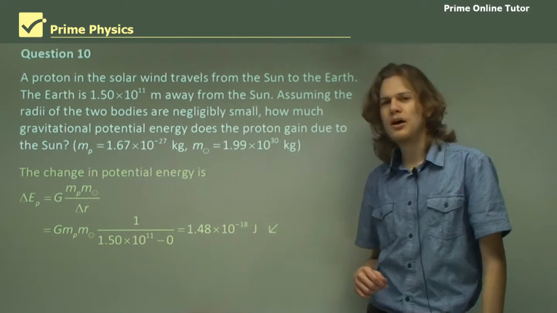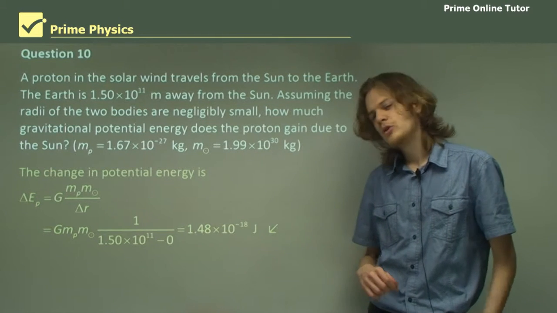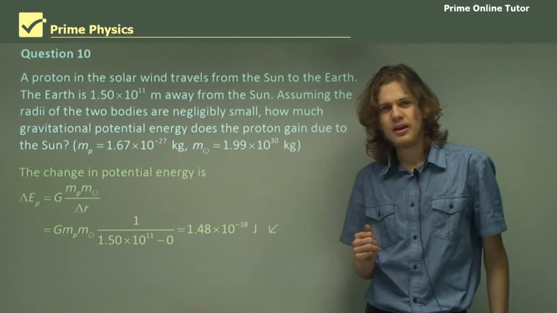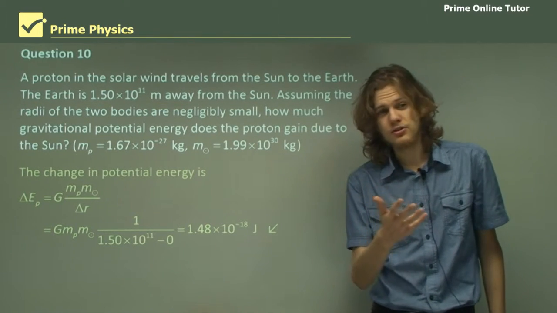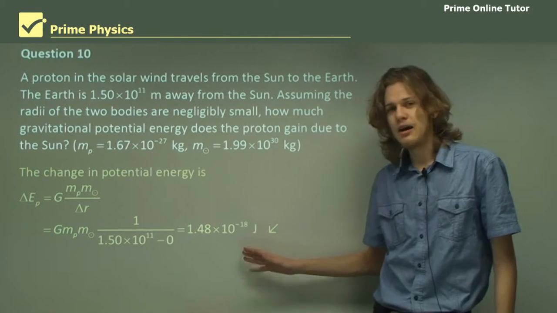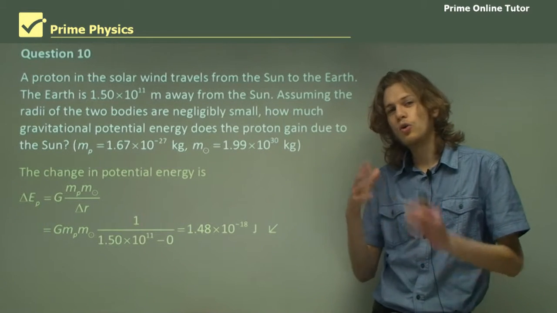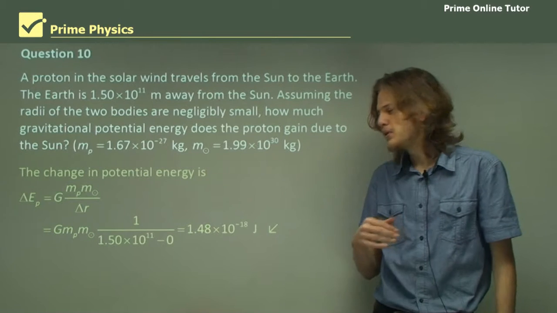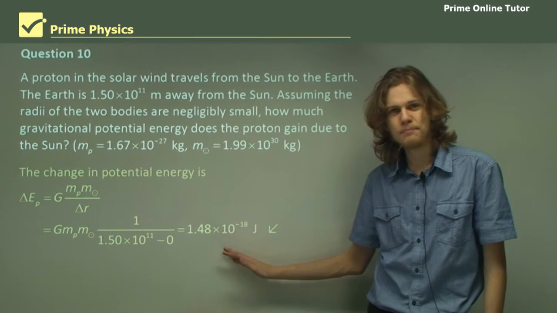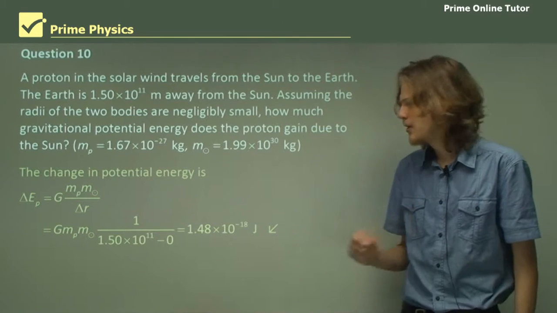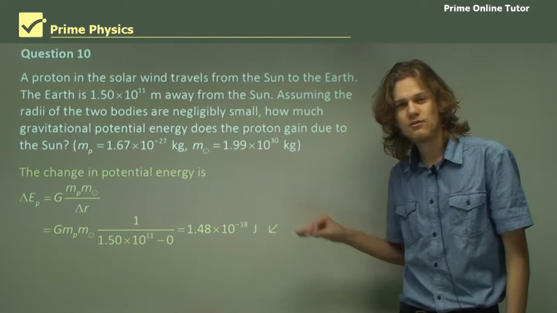1.48 times 10 to the minus 18 joules, which might not seem like much, but remember that this is a single proton. It turns out that by the time it reaches Earth, it's slowed down by about 40 kilometers per second, just because all of that kinetic energy has been converted into potential energy. Of course, it's still moving extremely fast when it reaches the Earth. This represents only a small fraction of the proton's energy.